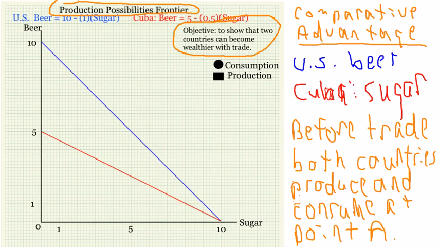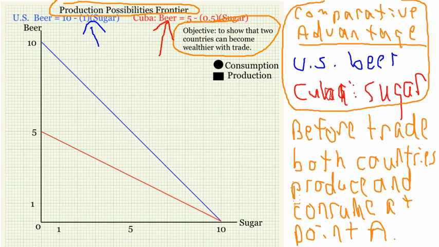There have been several videos up to now trying to help viewers understand exactly what these PPFs are and how they should be interpreted. The videos also showed how the U.S. has a comparative advantage in beer production, which means it can produce beer at a lower opportunity cost than Cuba, and Cuba has a comparative advantage in sugar, which means it can produce sugar at a lower cost.